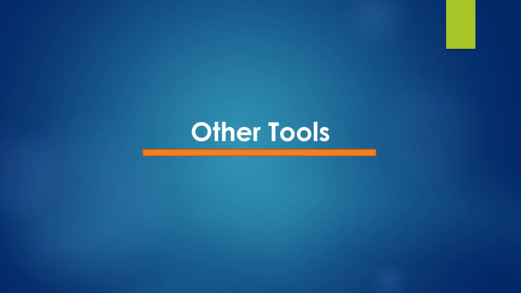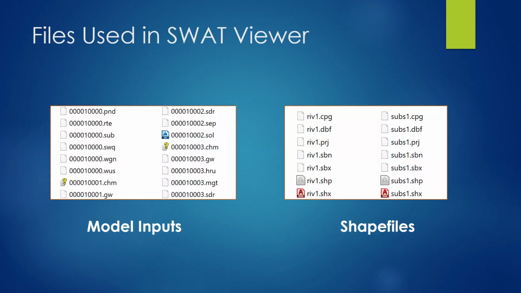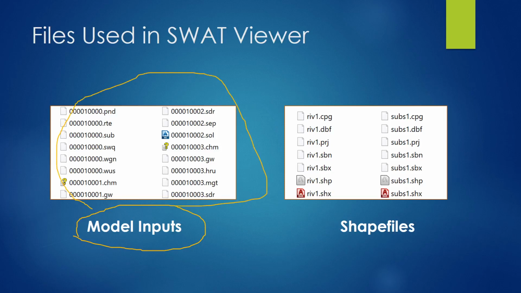Lastly, we will talk about how you can open a SWAT project if that project is created by other tools. Basically, if you want your project to be opened in the SWAT viewer, you need to have the two most important parts. The first part is the model input part. Basically, this part will hold all the model input files. You can see all the input files. This one should be in the folder.